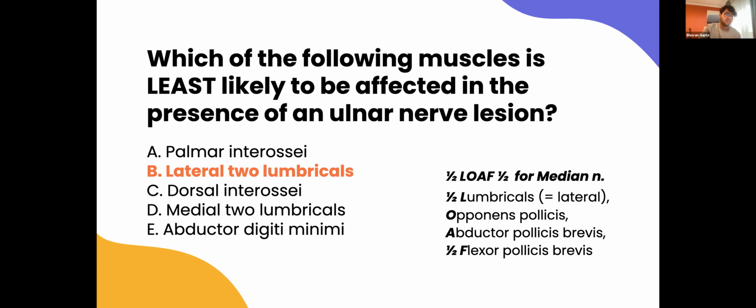You guys might have heard of this half of half. Apparently they keep stressing it in anatomy, and it's a good mnemonic to memorize the median nerve innervations. The half lumbricals, which are the lateral lumbricals, the O for the opponens pollicis, then the abductor pollicis brevis, and then half of the flexor pollicis brevis as well.